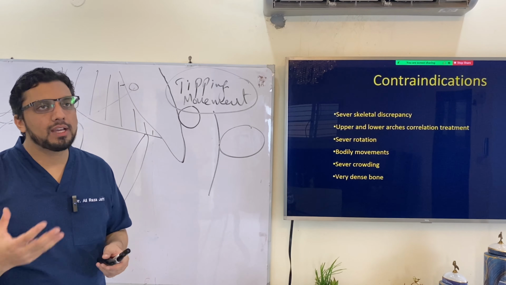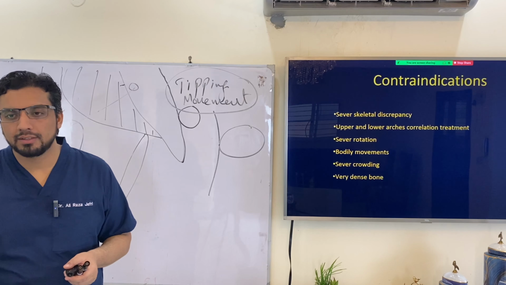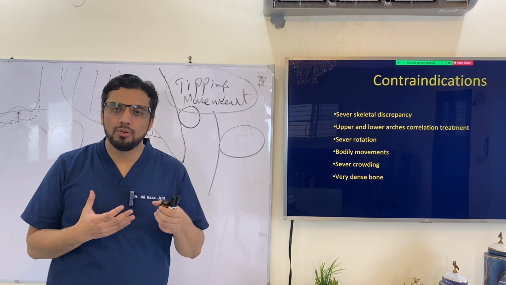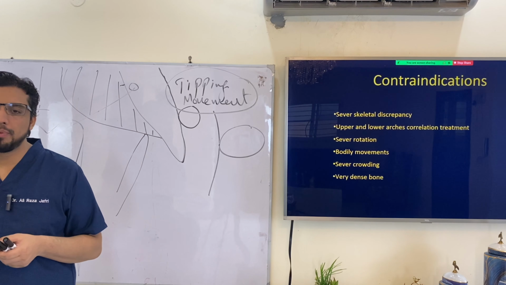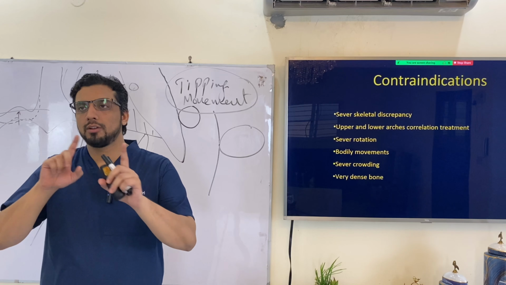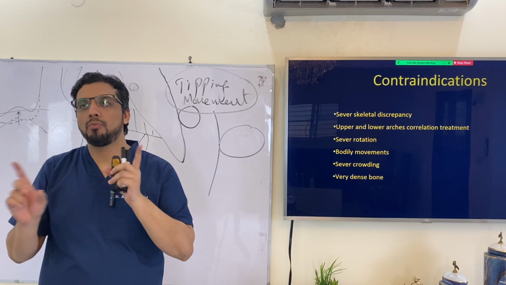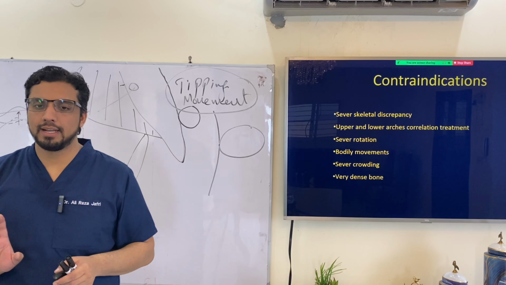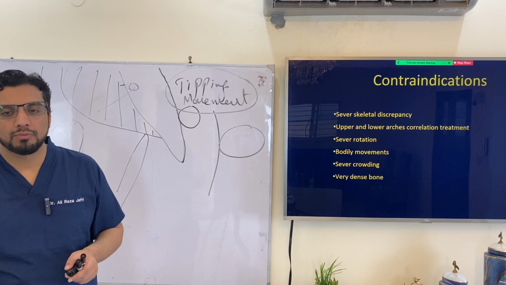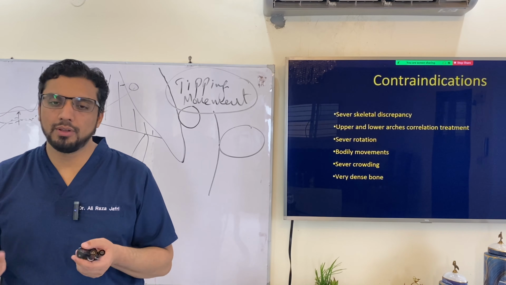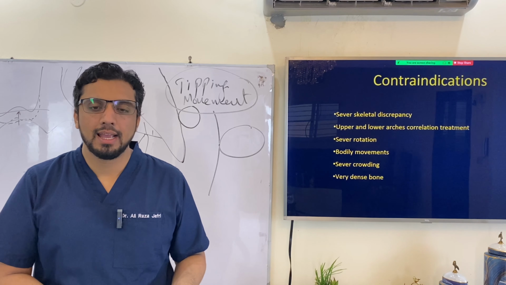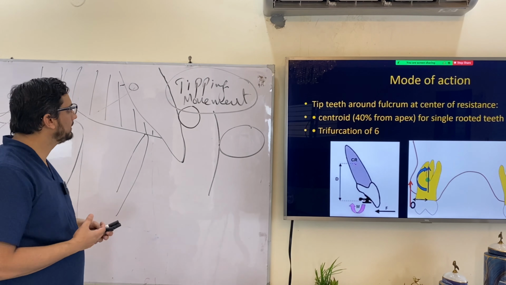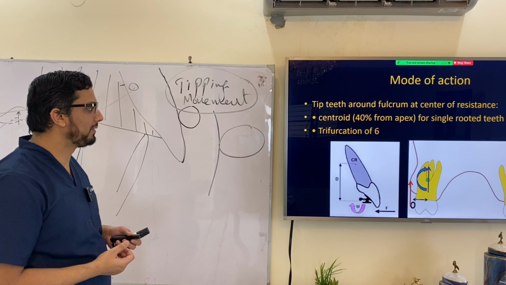As you can see on the slide, severe skeletal discrepancy, upper and lower arch coordination, upper or lower both arches में complex tooth movement required है, severe rotation कि tooth rotated है तो उसके लिए you may be needing 2 point attachment, and for the severe rotation removable appliance is a contraindication. Then I said for the bodily tooth movement they cannot work because they work mainly for the tipping kind of tooth movement. For the severe crowding and for the very dense bone you cannot have the removable appliances.